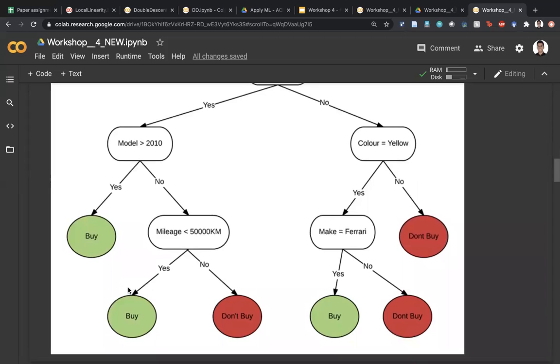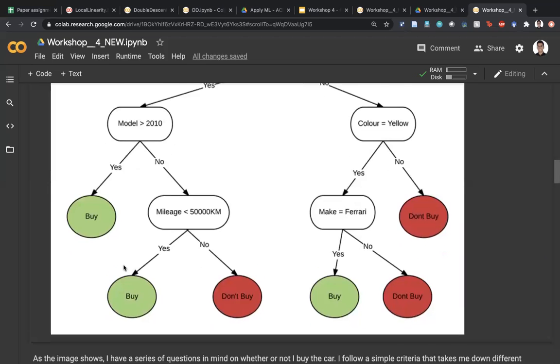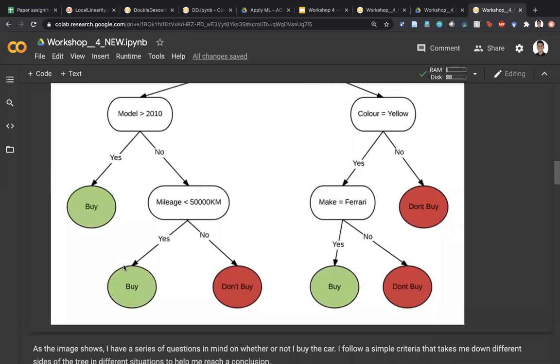On the other side of the tree, if it's a model that's newer than 2010, we automatically buy it. If it's not newer than 2010, but it has less than 50k kilometers of mileage, we do buy it. So essentially, what the decision tree is doing is giving us a path in a tree-like structure, where at every node we make some sort of decision on which way in the path to go. Once we get to the bottom of the tree, we have a decision on whether or not to do a specific action, or in our machine learning case, which classification we would give a certain example.